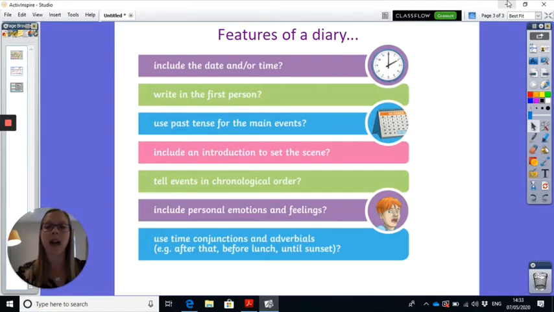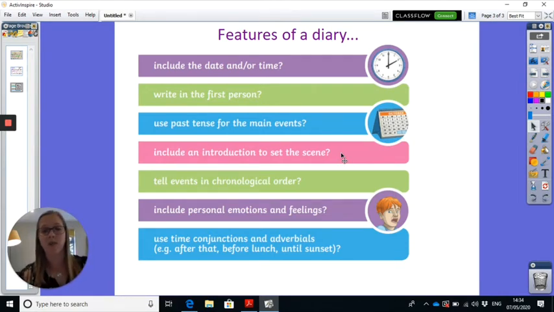Use the past tense for your main events because a diary is written after something has happened. Okay? It's you recalling what happened and how you felt when that happened. Include an introduction to set the scene. You've got to give some kind of detail along the way so that whoever's reading it can follow what happened to you.